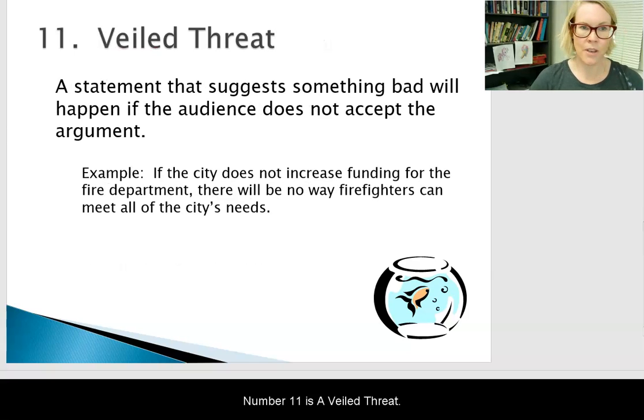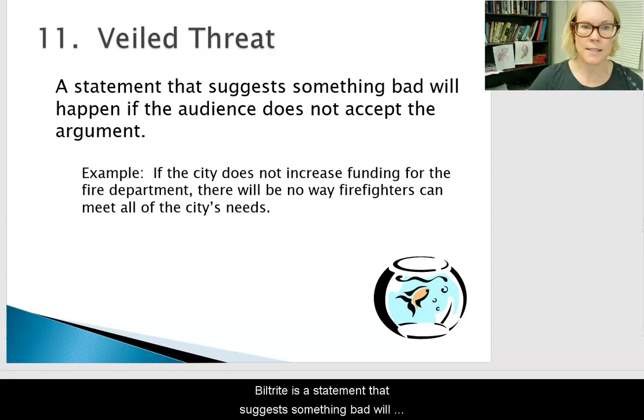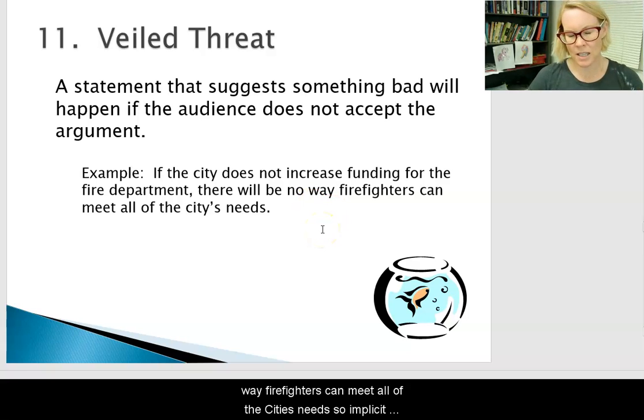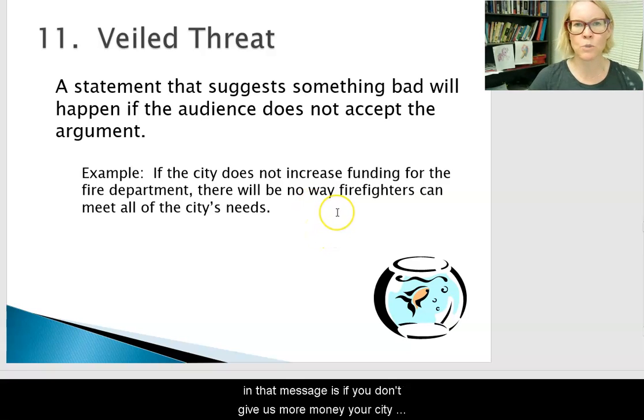Number 11 is a veiled threat. A veiled threat is a statement that suggests something bad will happen if the audience does not accept the argument. So here's an example, and we see this a lot in the popular culture. Here's just an example. If the city does not increase funding for the fire department, there will be no way firefighters can meet all of the city's needs. So implicit in that message is, if you don't give us more money, your city is going to burn to the ground, right? So it's a veiled threat.